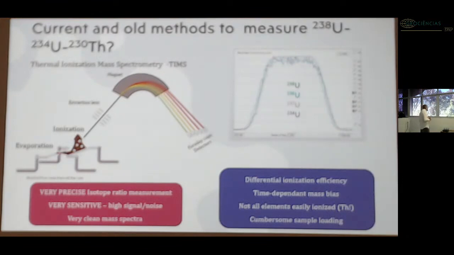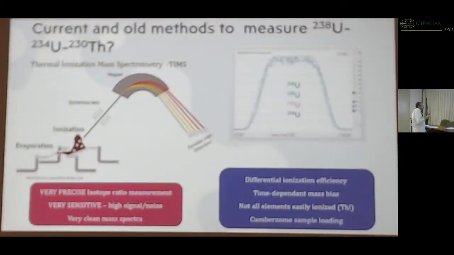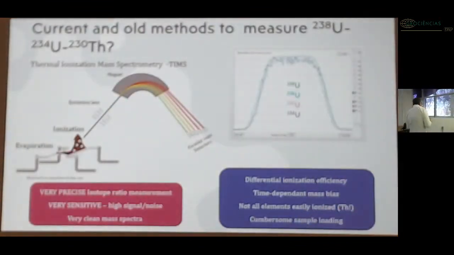So, what is a thermal ionization mass spectrometer? You do your chemistry. Kathleen showed you a little bit about the chemistry, and you put a little drop of the uranium that you have purified on a filament, a tungsten filament or a rhenium filament. You put that filament in a vacuum chamber in the mass spectrometer, and then you heat it. You put a current through it, and it's basically like an old bulb that you used to have, exactly the same principle. And basically what happens is it evaporates, hits another heated filament that ionizes it, and makes an ion cloud.